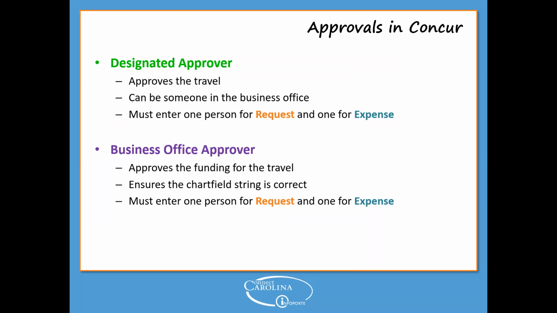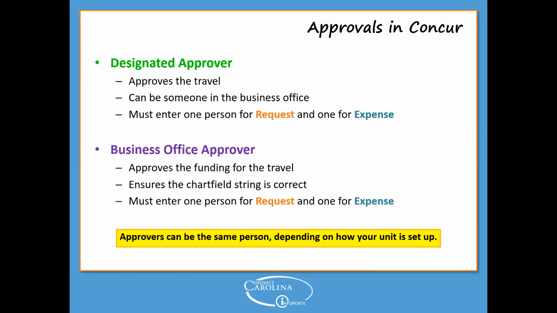You have to have one person for the request side and one for the expense side. However, it can be the same person. So depending on how your unit is set up, you may have the same person as the designated approver and the business office approver for request and expense. So they'll be the designated approver in 4 places.